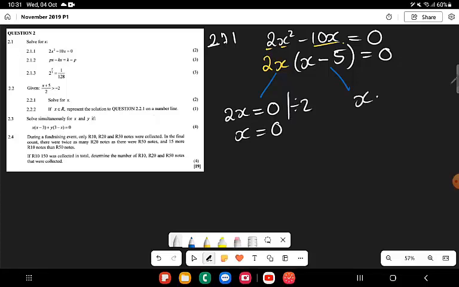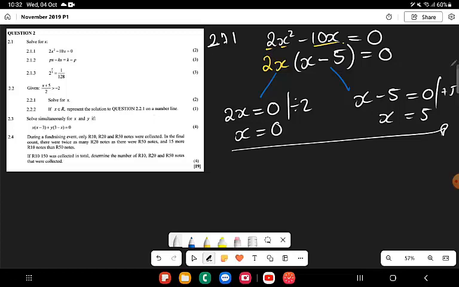Or I can say x minus 5 is equal to 0, which means that x is equal to 5 because I add 5 on both sides, right? So those are my answers. x is 0 or x is 5.